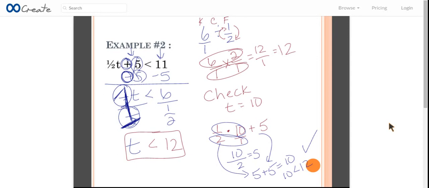Remember, when I see 1/2 t, that means I'm cutting t in half, like dividing it by 2. 1/2 times t is the same thing as t divided by 2. We can think about 1/2 times t as cutting t in half. All right, so there is one little exception to inequalities.